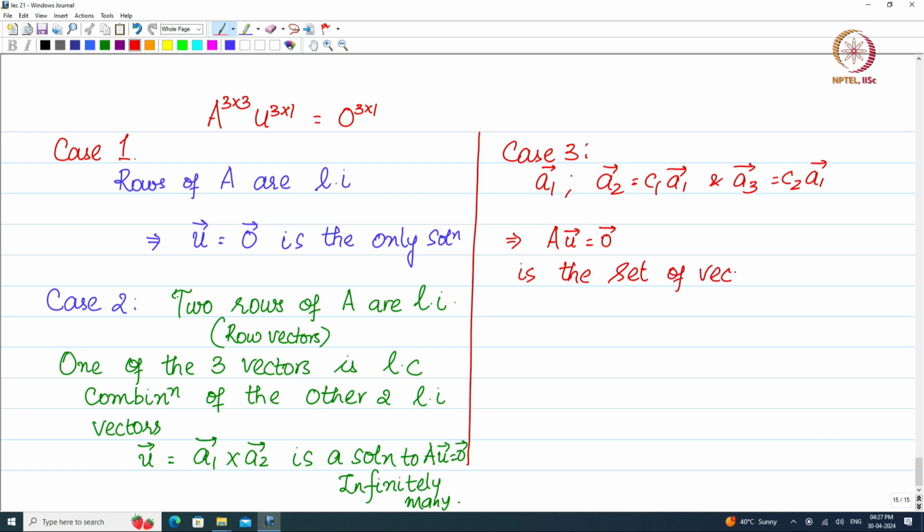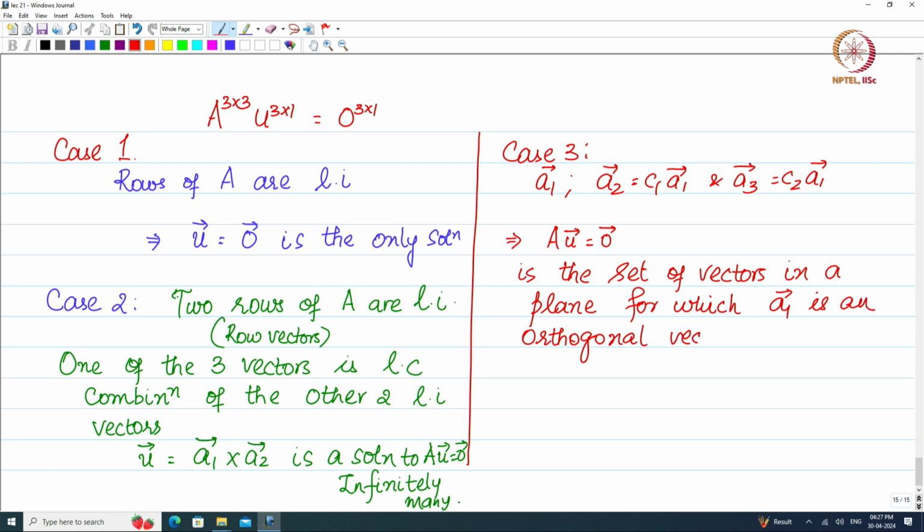the set of vectors in a plane for which the A1 vector is orthogonal, or the normal. Basically we will take it that way, it is an orthogonal vector, right. So, this is what we have.